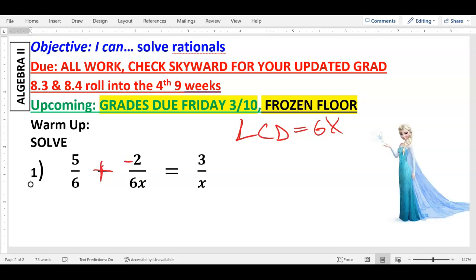Now, what we need to do is figure out how to get the same 6x on the bottom. So the first fraction does not have 6x. What do I need to multiply this bottom to get 6x? I see the 6, so I need the what? X. Is everyone over here looking? Okay, so I need to multiply this first one by x, so it'll look like 6x, yes?